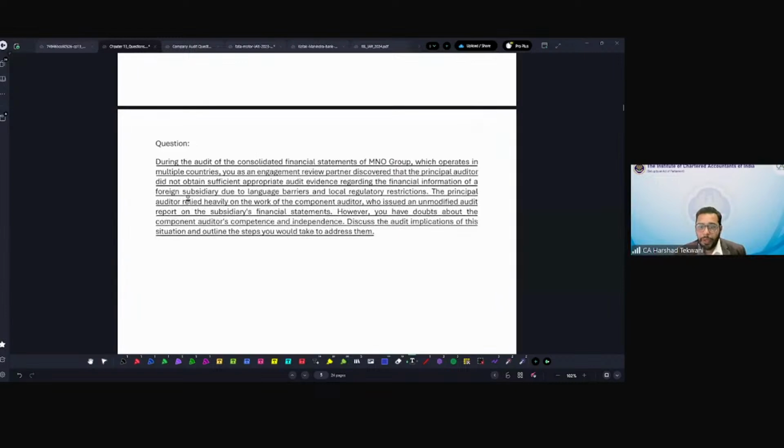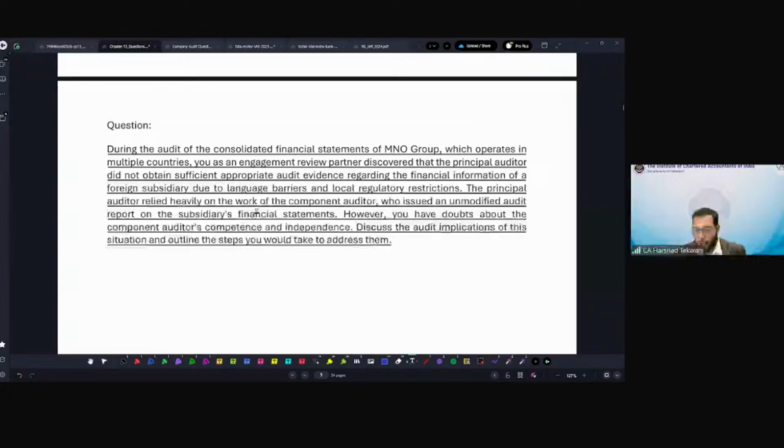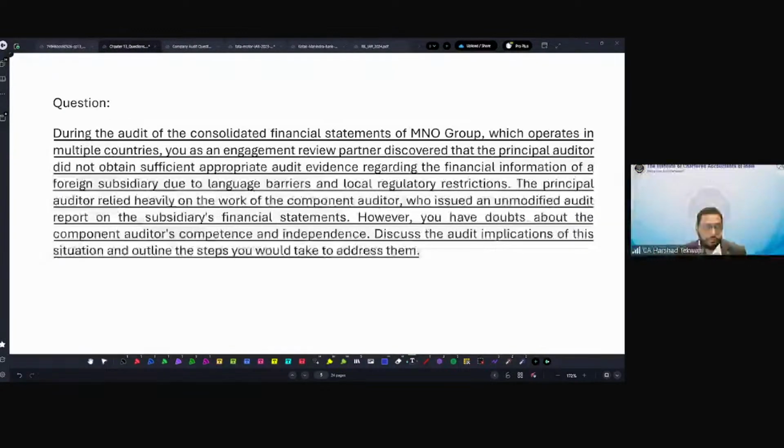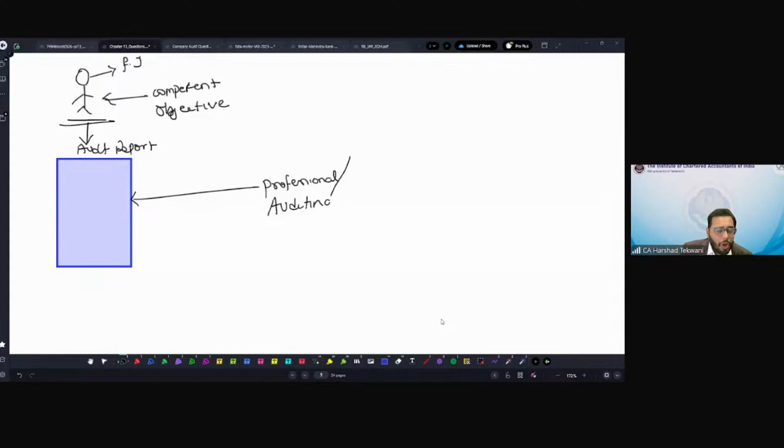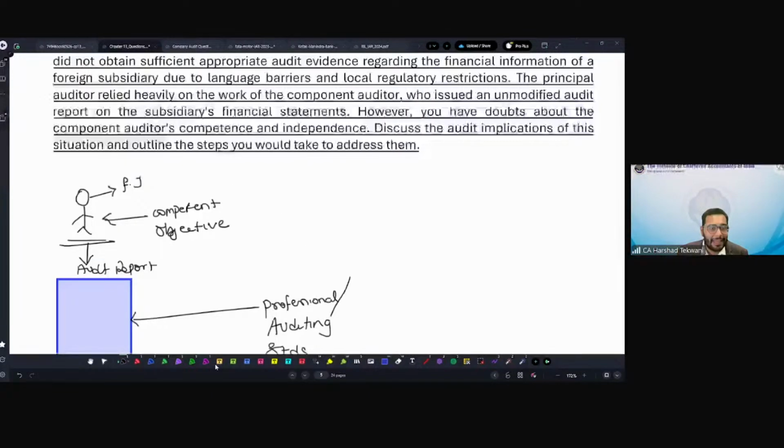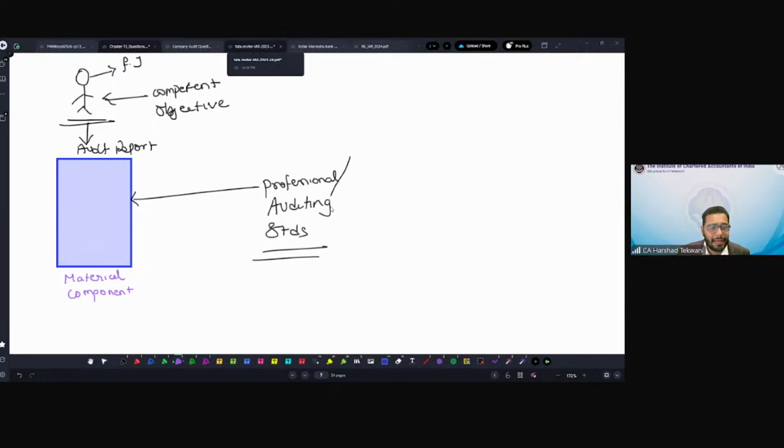Problem. Since there is a doubt on the component auditor's competency, the auditor cannot rely on the work of the component. Now, the pronouncements relevant to the activity of the component auditor will give me an understanding. Here, if you see in the question, what is given is that you are the engagement review partner, so you can understand.